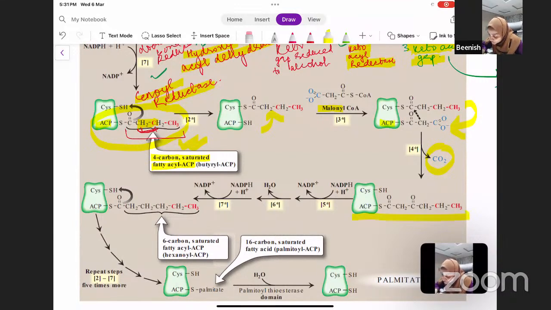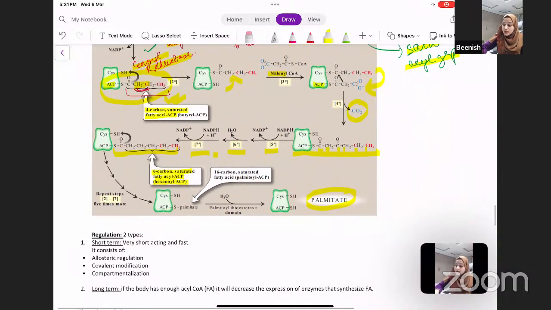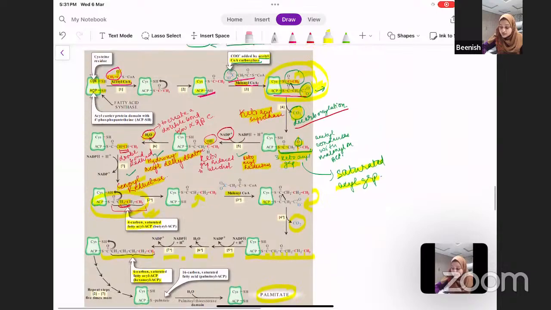So you can see what is formed: 1, 2, 3, 4, 5, 6. A 6-carbon ketoacyl has been formed. Now again the next three reactions will take place to produce the corresponding saturated acyl group. So you can see the corresponding 6-carbon saturated acyl ACP has been produced, which is known as hexanoyl ACP. Then again this will repeat a number of times to produce a palmitate. So that is how your fatty acid has been synthesized.